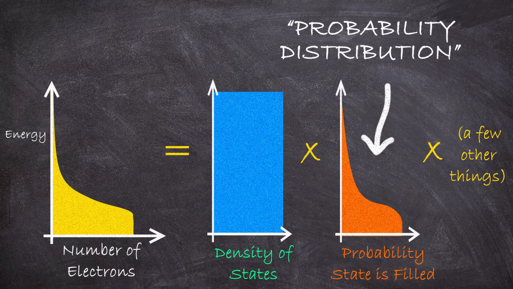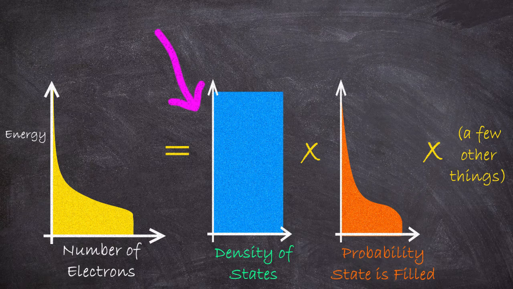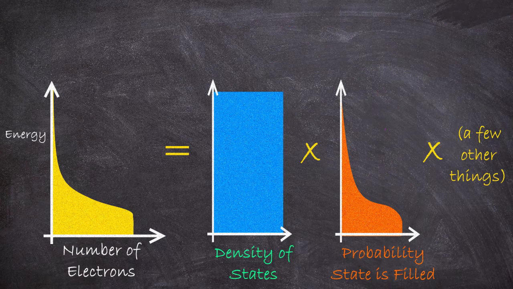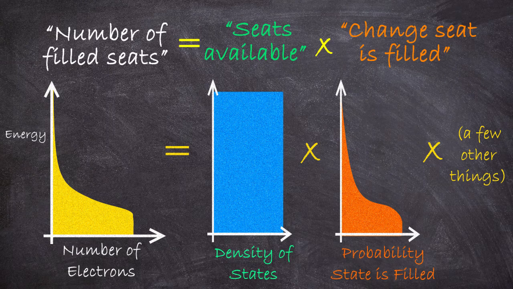This is called the probability distribution. If this is the number of states available at a given energy, then this is the chance or probability of one of those states at that energy being occupied by an electron. It's the chance a given seat is filled. And you can see then how these together tell us the number of electrons at each energy. You just multiply how many states are available by the chance of such a state being filled, and you get the number of electrons. But this is the key point.